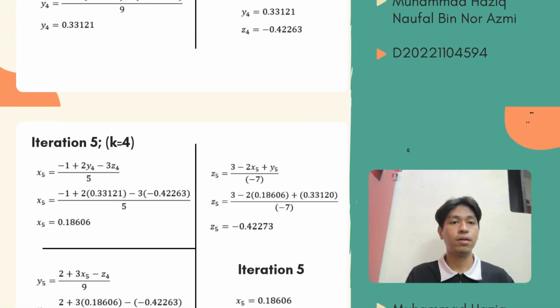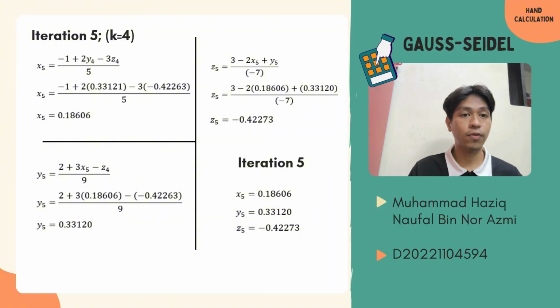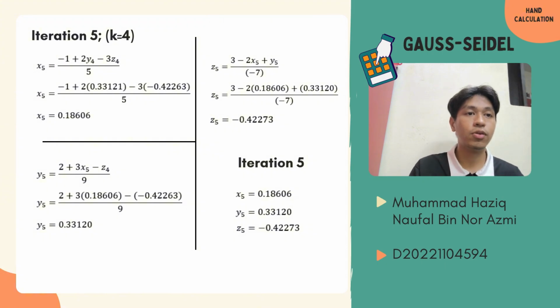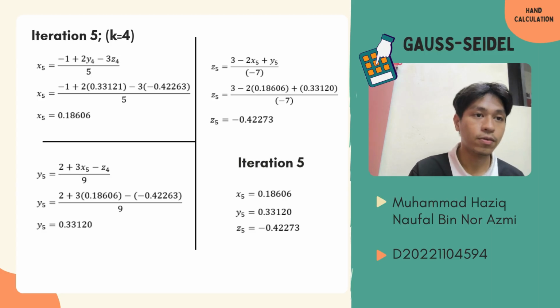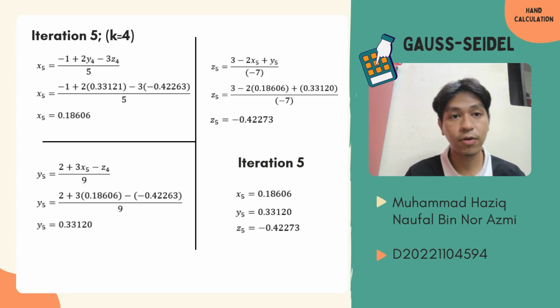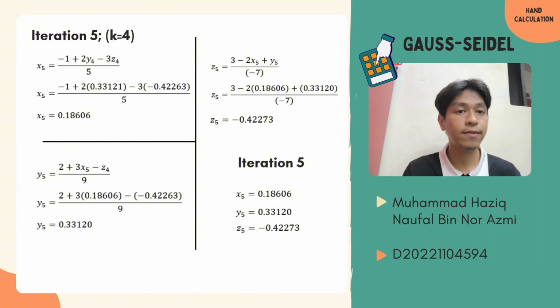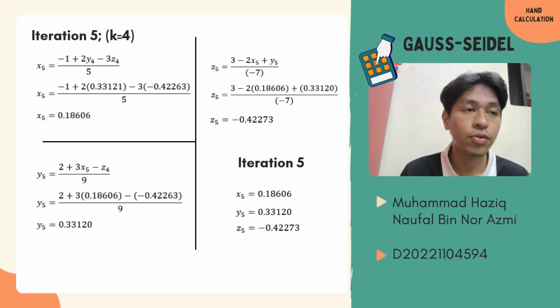0.42263. Alright, for the fifth iteration and the last for hand calculation, we use k equals 4. For x5 we use y4 and z4 from the fourth iteration, and we got x5 equals 0.18606. For y5 we use x5 we got earlier and z4 from the fourth iteration, and we got y equals 0.33120. And lastly, for z5 we use x5 and y5 from the fifth iteration, and we got z equals negative 0.42862.